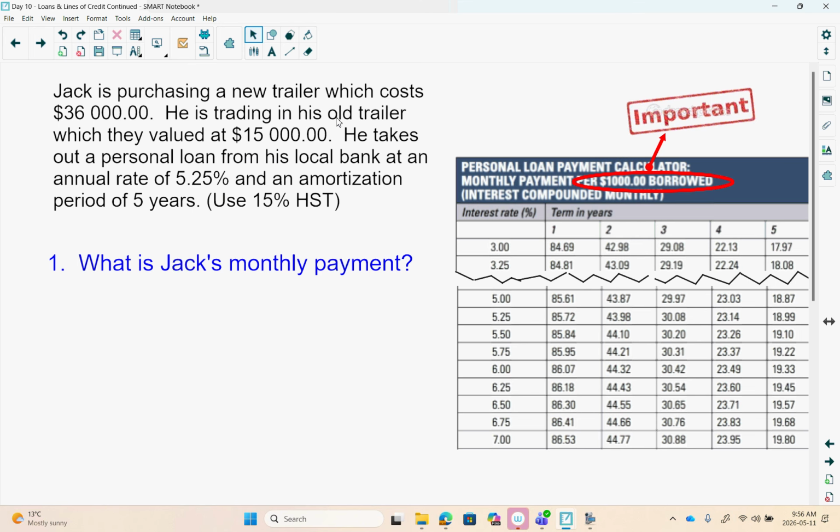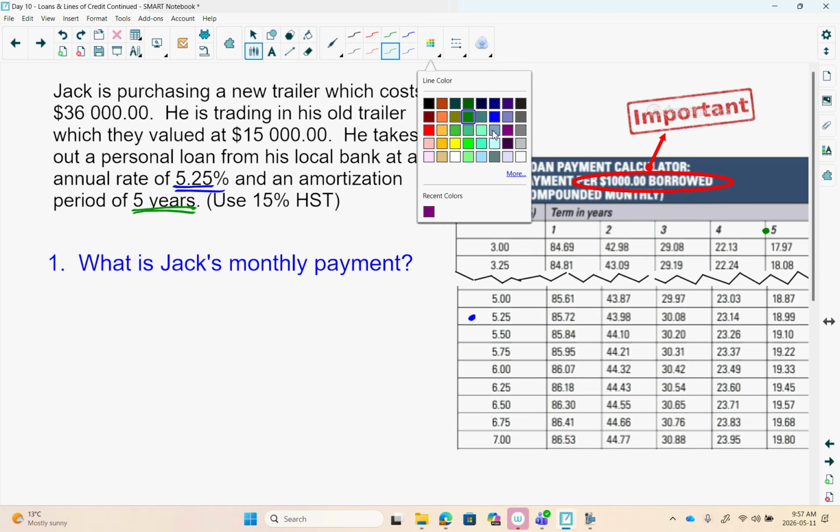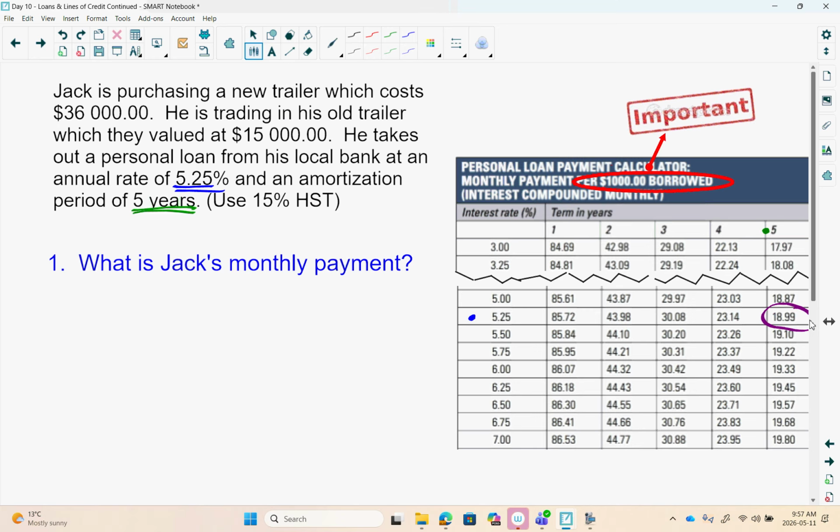So Jack is purchasing a new trailer which costs $36,000. He is trading in his old trailer, which they valued at $15,000. He takes out a personal loan from his local bank at an annual rate of 5.25%. So we can find that, 5.25%. And 5 years, that's the amortization period. That's how long he's going to borrow for. Where does 5.25 meet 5? What's the magic number from the chart? $18.99.